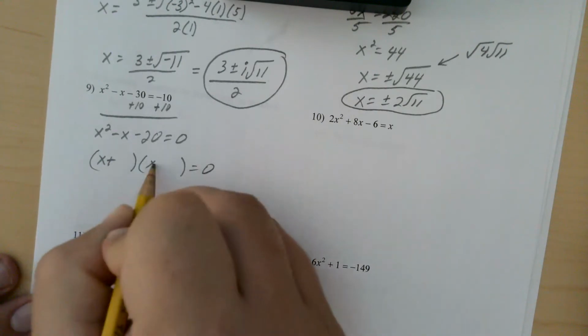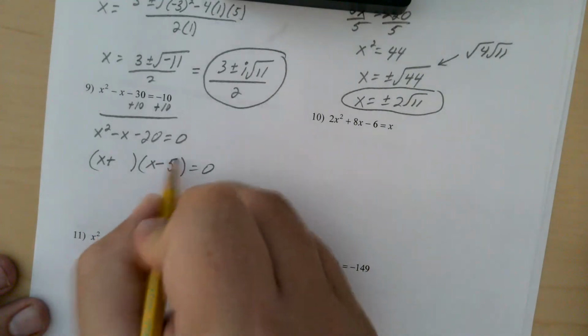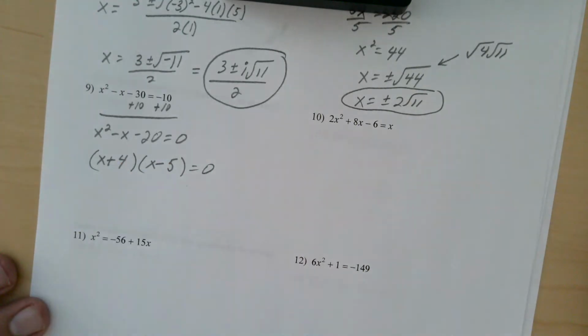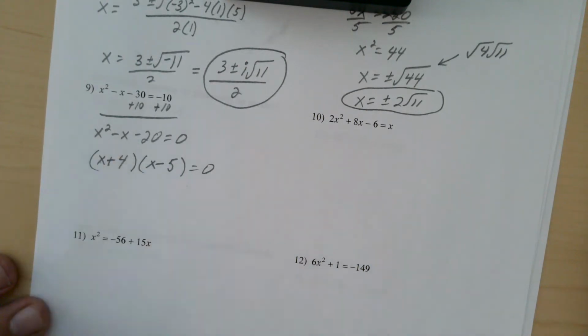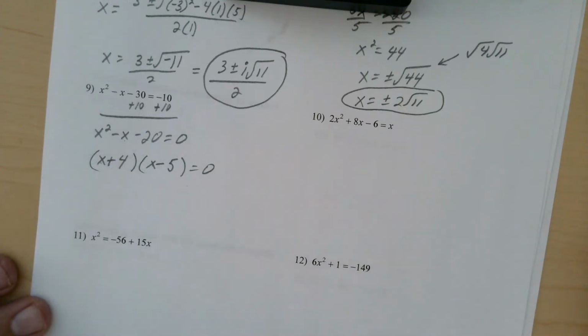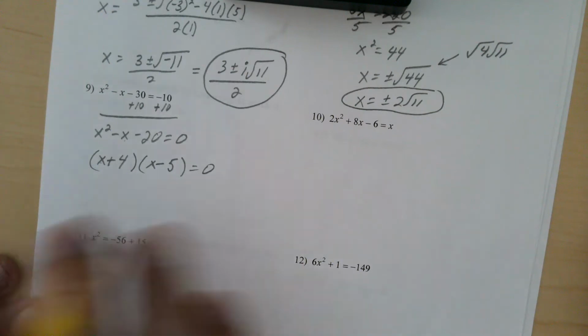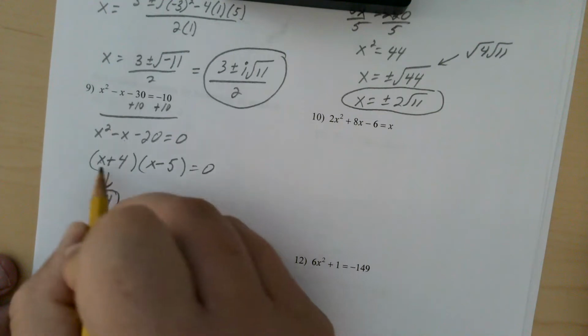And I know it's plus minus because I need a -20, and that adds up to a -1. So I know my 5 is going to be negative. My 4 is going to be next to the plus sign. If I quickly check x times x, x squared, my outers and my inners will add up to a -1x. 4 times -5 is -20. So I have the factors, and then I figure out my solutions.